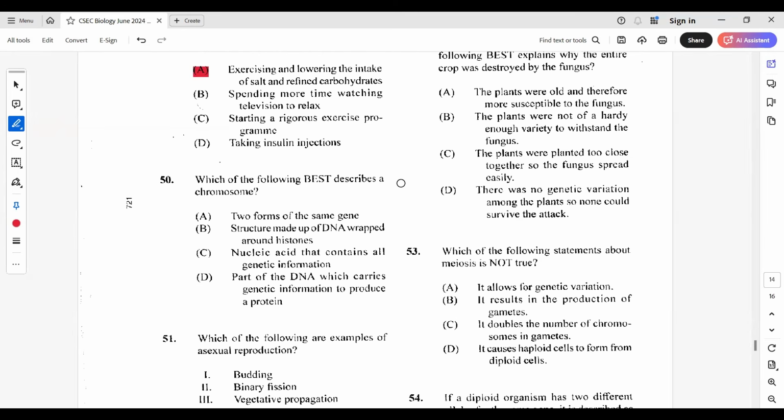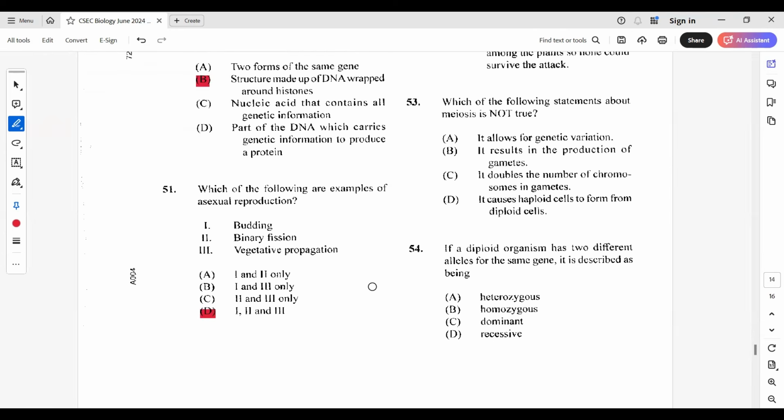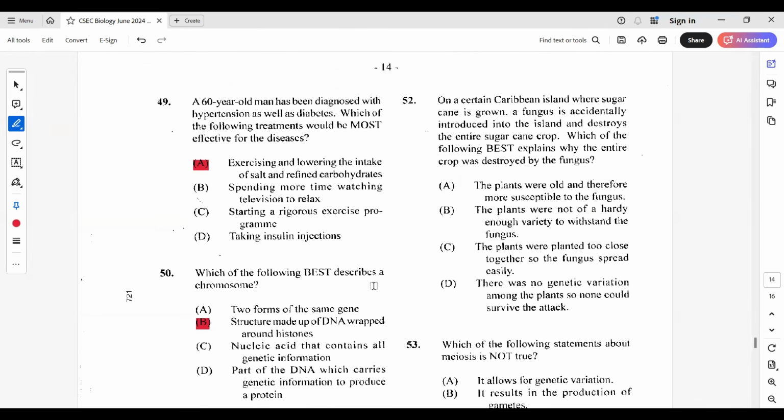Which of the following best describes a chromosome? Structure made up of DNA wrapped around histones. 50 is B. 51, which of the following are examples of asexual reproduction? Budding, yes. Binary fission, yes. Vegetative propagation, yes. So we're going with 1, 2, and 3. D for 51. Question 52.